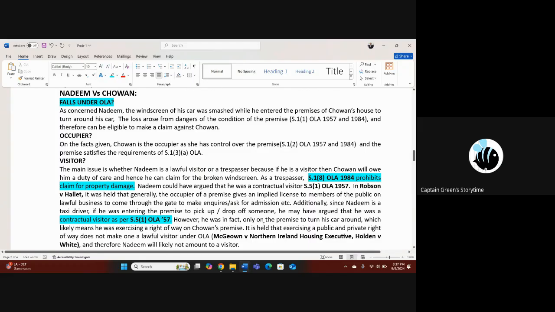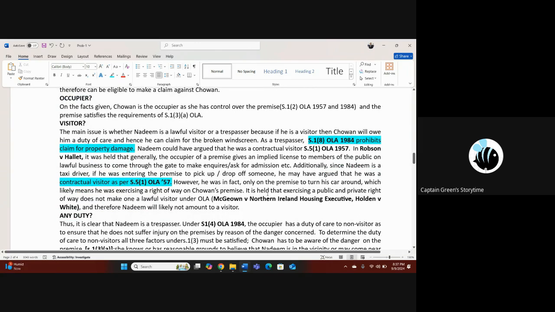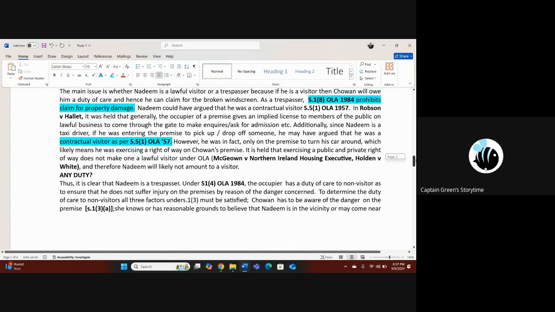However, he was in fact only on the premises to turn his car around, which likely means that he was exercising a right of way on one's premises. It is said that exercising a public or private right of way does not make one a lawful visitor under OLA, and therefore Nadeem will not likely be a visitor. Now, this states that when a person exercises a public or private right of way and does not enter the house of another person, that person would not be regarded as a lawful visitor. This means that now he is a trespasser.